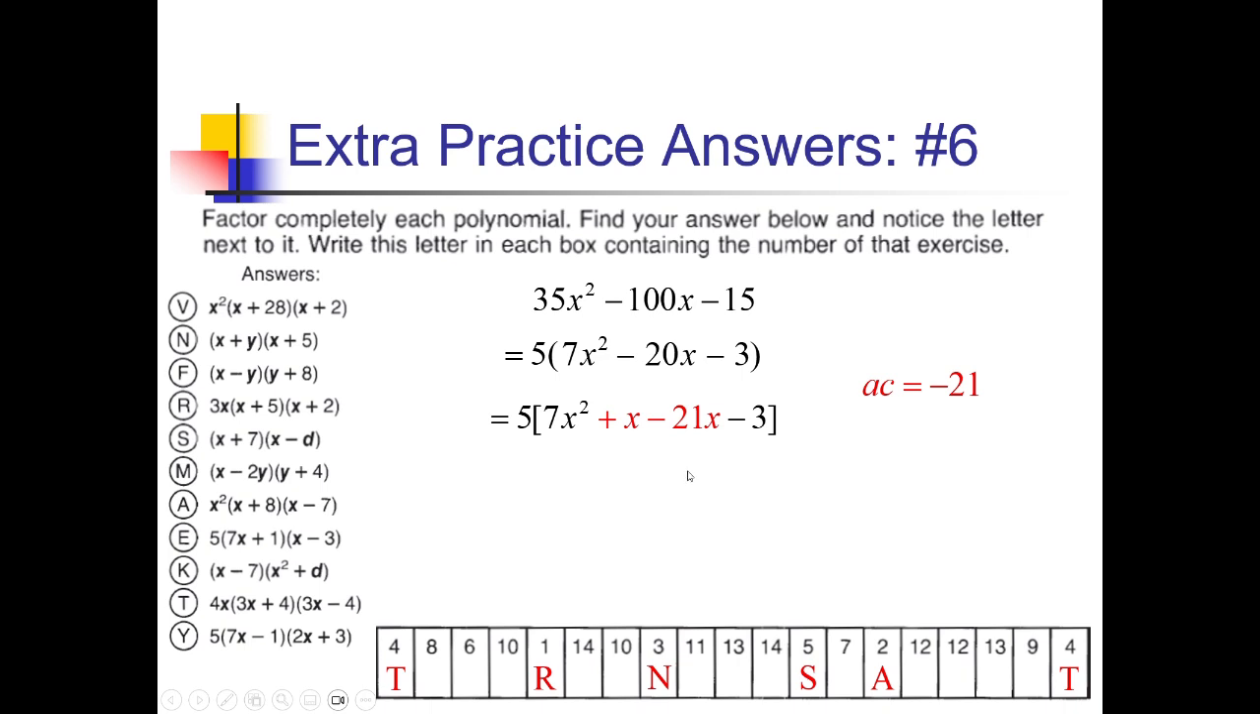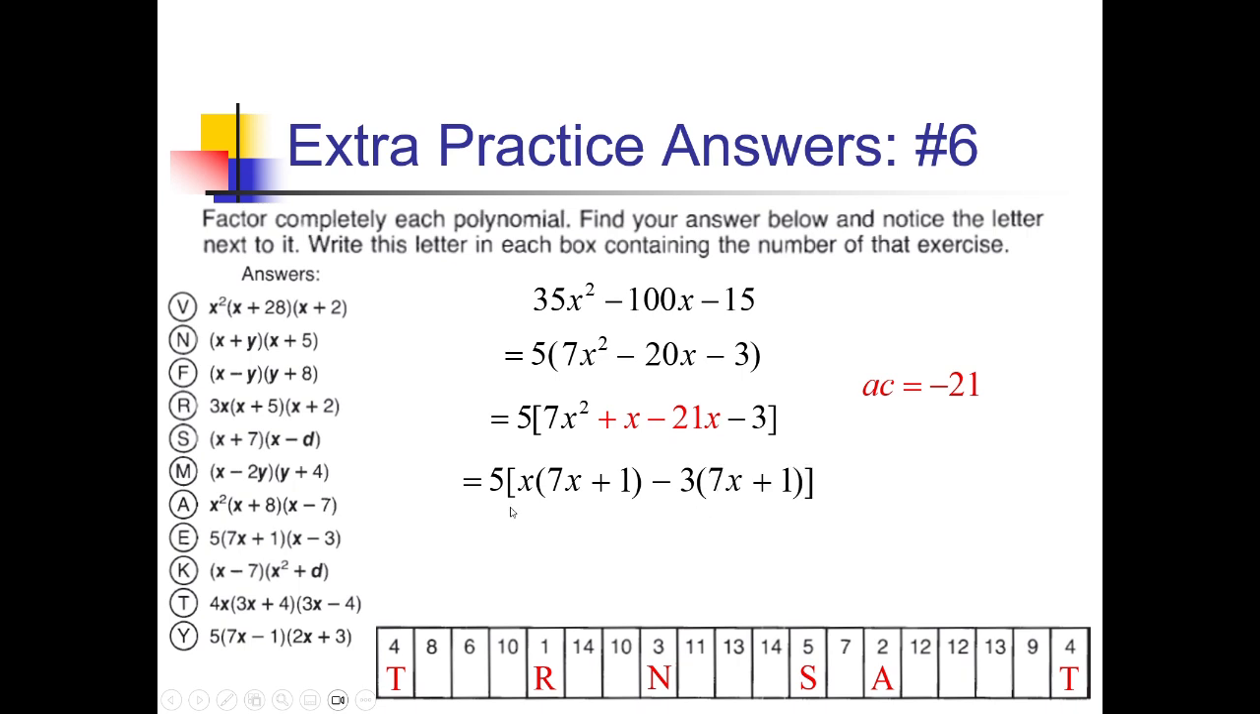And now I've got 4 terms in here that I can use some grouping on. This 5 came out in the beginning. I don't want to lose it. I'll just leave it there. Now for the first 2 terms in our big parentheses, 7x squared and x, I can take an x out of both of those. So that'll leave me with 7x plus 1. And for negative 21 and negative 3, I'm going to take out a negative 3. So that leaves me with a positive 7x and a plus 1.